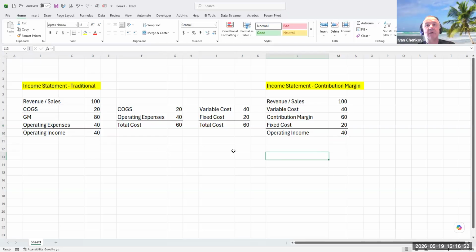Make sense? So now we have a new income statement, prepared by splitting the variable and the fixed cost, and now we can start working on that one. Now let's go back to the slides and see how the slides deal with this particular case.